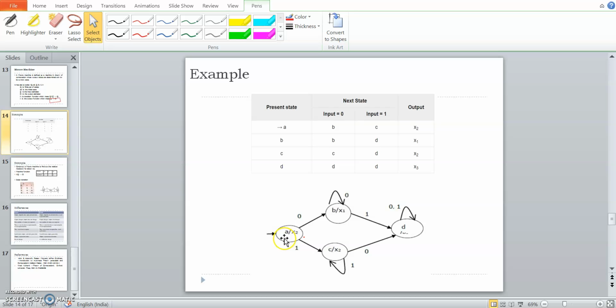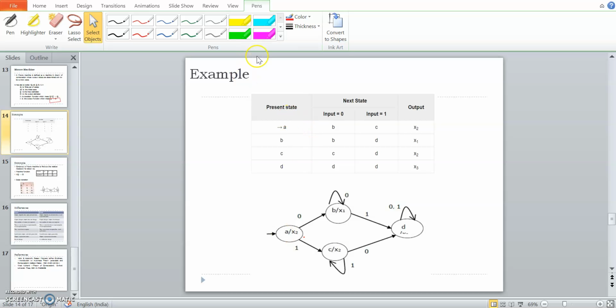Earlier, in finite automata, we only write the state name here: Q0, A, B, C, whatever it is. Here the states are A, B, C, D, along with /x2, /x1. Why is it written? Because this is a Moore machine representation, and our output is associated with the state. This is one way to write the name of the state / the output associated with it. Alternatively, you can write the state name here, and below that we can write the associated output. This is an alternative way to represent the Moore machine.